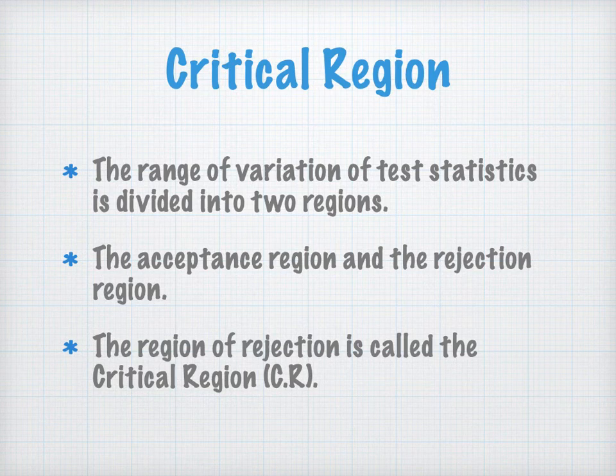The region of rejection is called the critical region. So if the value we determine from the test statistic lies in the region of rejection, that region is called the critical region and we will reject H0.